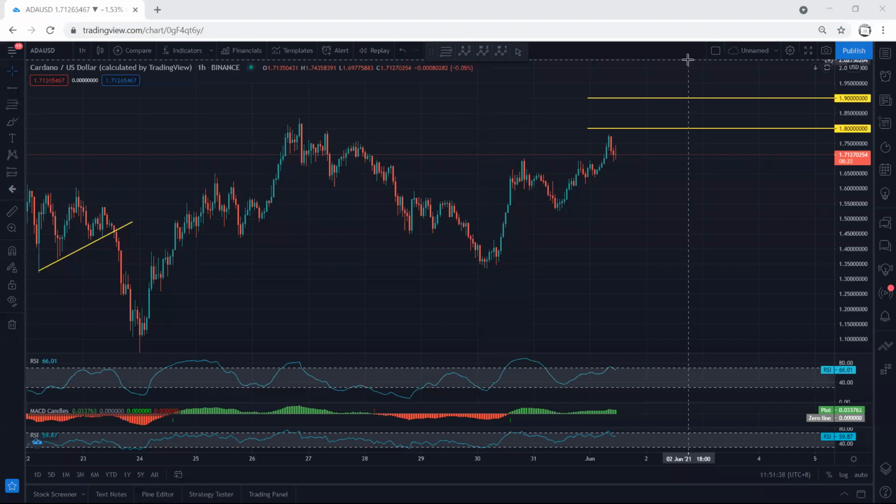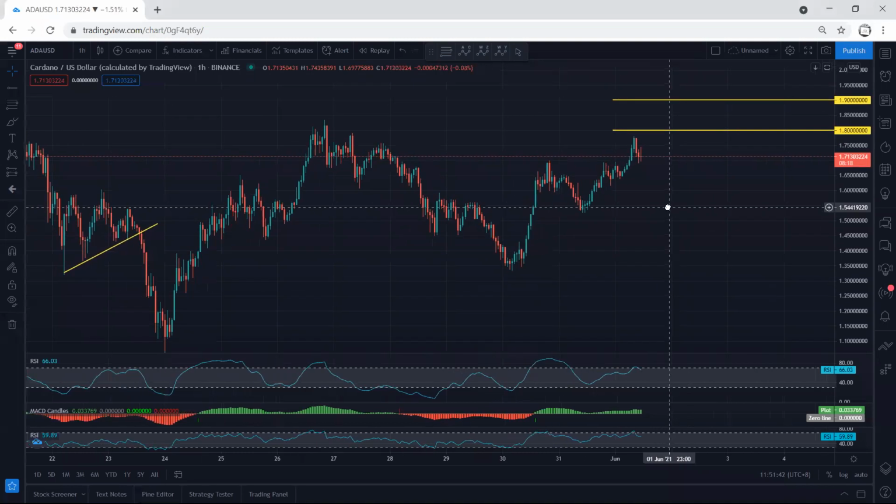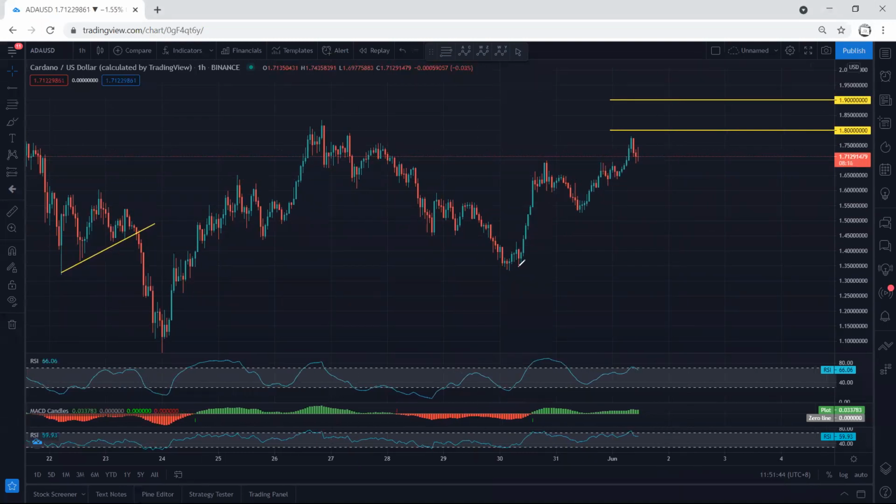We start with the 1 hour chart. We want to see how we can look for a trade. First of all, if we refer to our analysis, we have been looking for buy, and this is what we get. We put our target as 1.8, followed by 1.9. As we can see, the price is almost near 1.8.